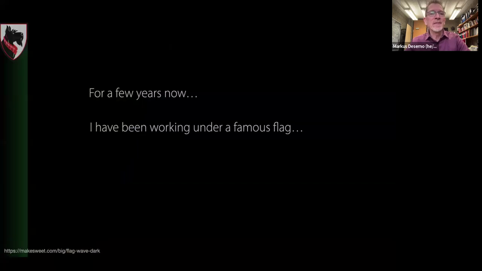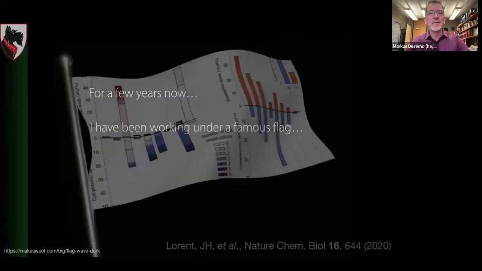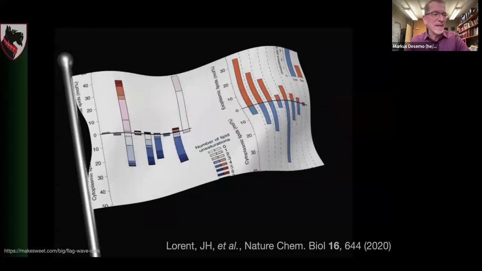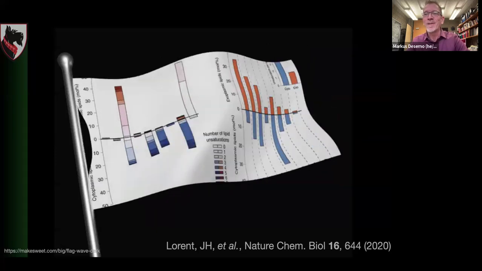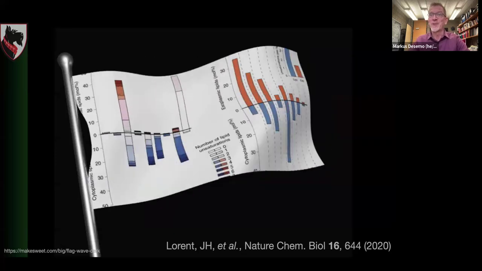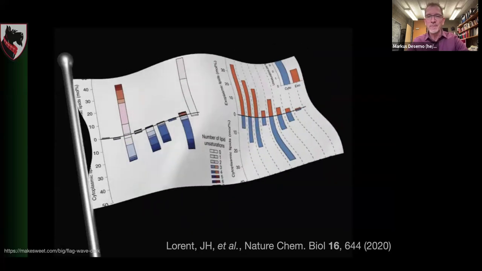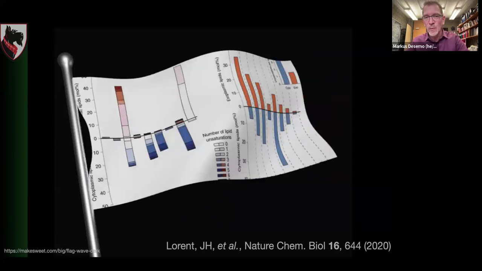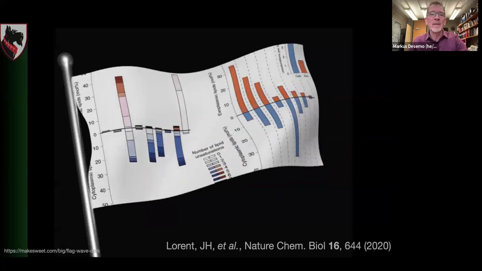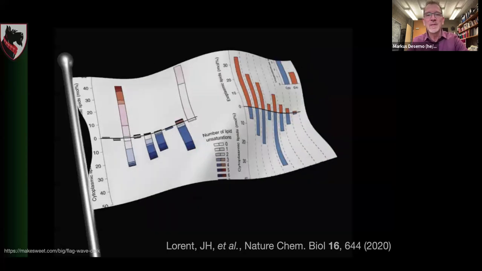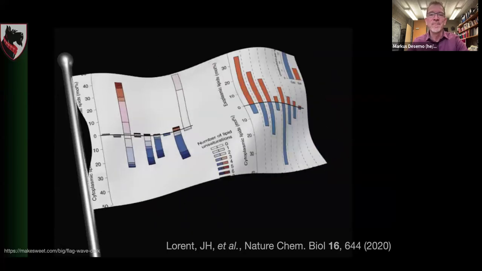Turns out, over the last couple of years, I've been working on a very famous flag. That flag being this one. It's a flag for asymmetric membranes. You cannot really go to any talk on asymmetric lipid membranes without somebody showing this picture from the wonderful paper by Joseph Laurent, spearheaded by the Leventhal group. And so what is this about? It's about asymmetric cell membranes. So let me give you a brief introduction to cell membranes and then go right into asymmetry.